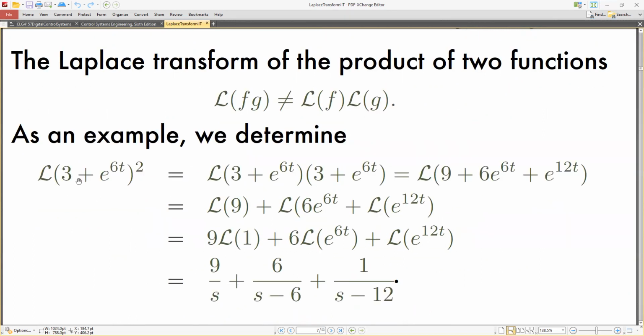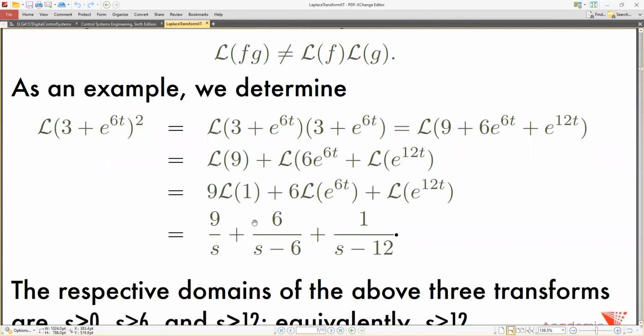So here is another example, Laplace transform of (3 plus e to the power 6t) whole square. So we can write like this and just do the multiplication. Now break all things. Okay, and then see, 9 would come outside, 9 by s, so 6 would be outside, and so it is the output.